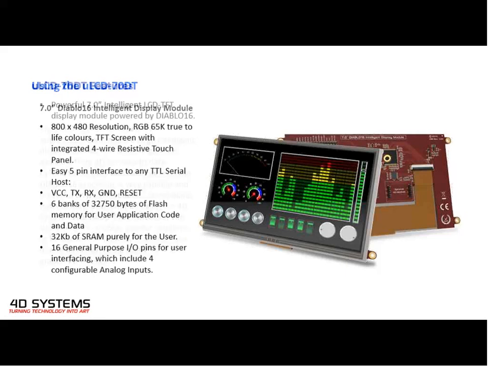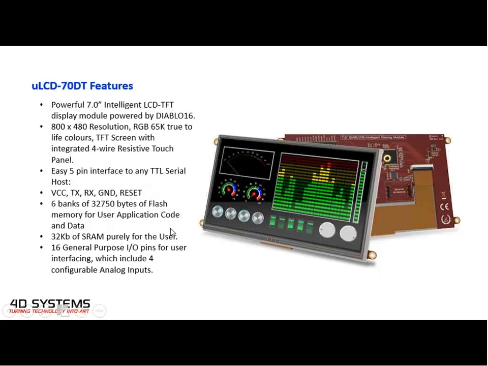So the features of the micro LCD 70DP: a powerful 7-inch intelligent LCD TFT display module. It has an 800 by 480 resolution, RGB, 65K colors, TFT screen, with an integrated 4-wire resistive touch panel. It's an easy 5-pin interface to any TTL serial host, which we also have on the Picasso-based displays. It uses the same configuration with VCC, TX, RX, ground, reset for the programming and for serially connecting the display to the application.